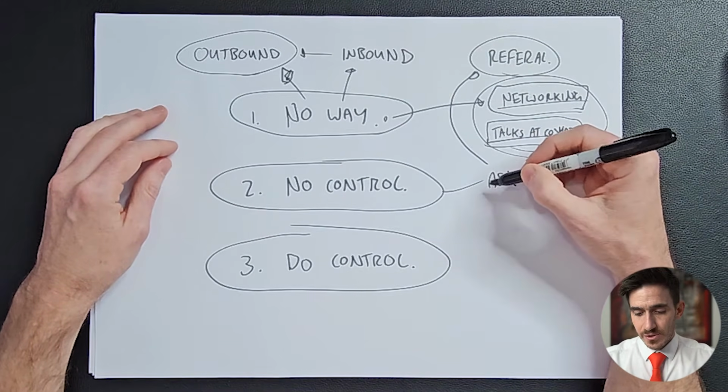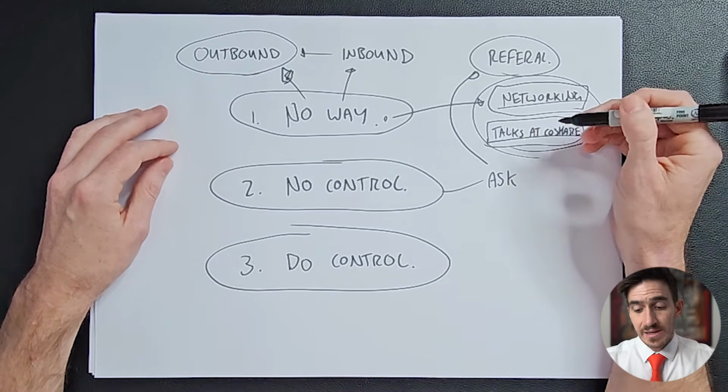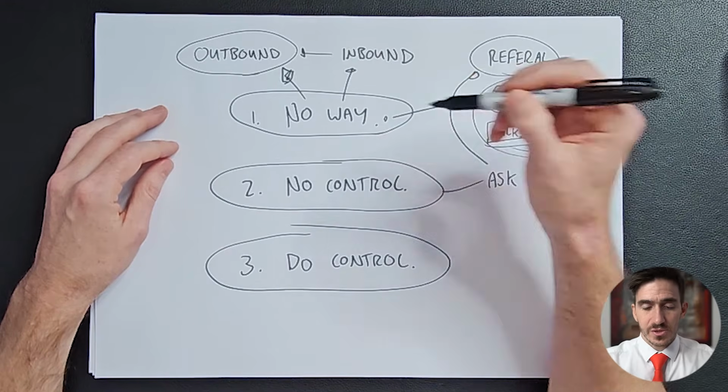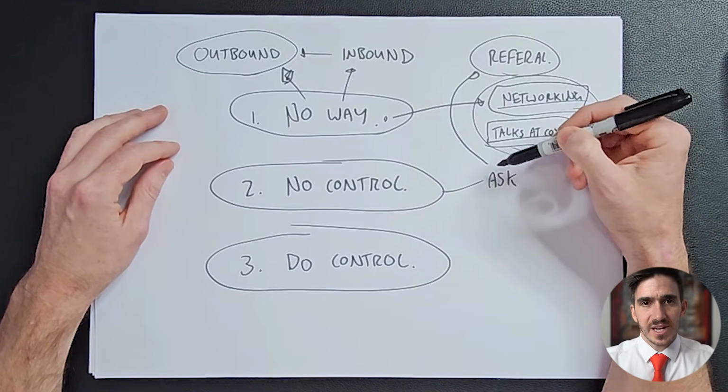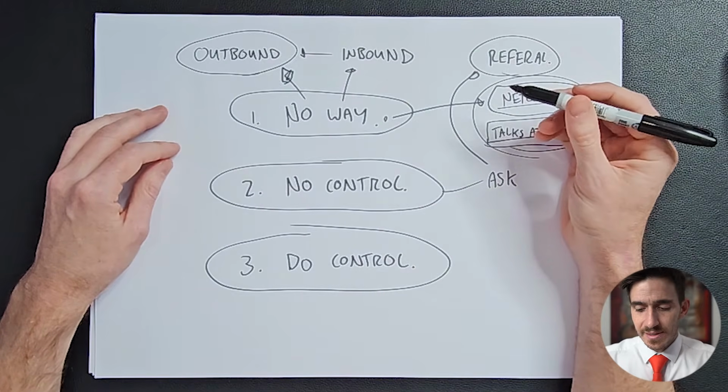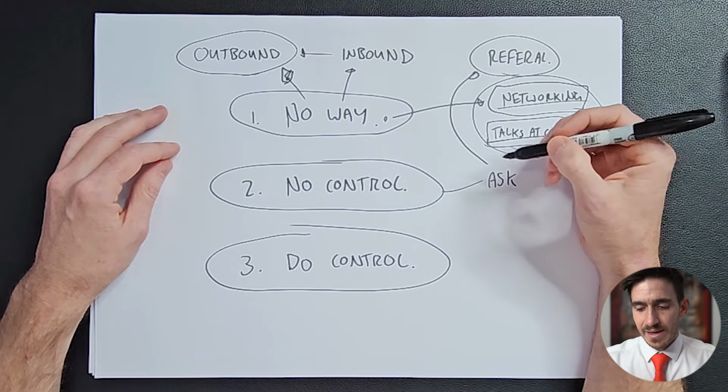Now, having no control but still getting referrals or lead gen is in some ways almost more dangerous than having no way to generate leads at all, because you can become complacent on the occasional referral that pops in and just keeps you alive, but it lets you become complacent without having any control.